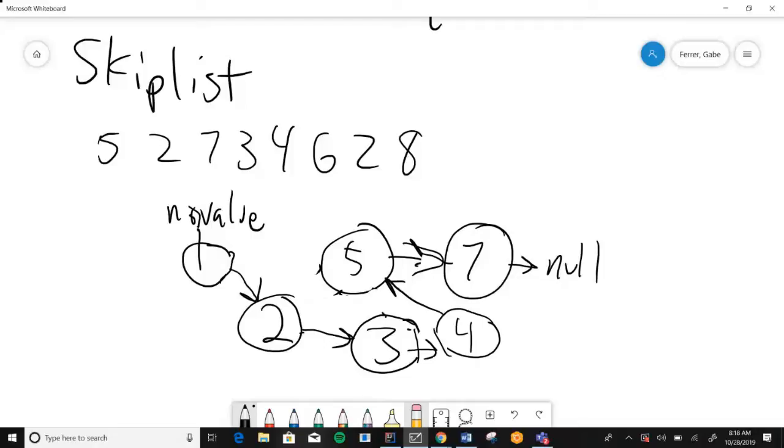So now I'm going to insert 6. Less than 6, less than 6, less than 6, less than 6, less than 6, greater than 6. So I will create a node for 6. It's going to point there. Then I'm going to erase this link here, and it's going to point there.